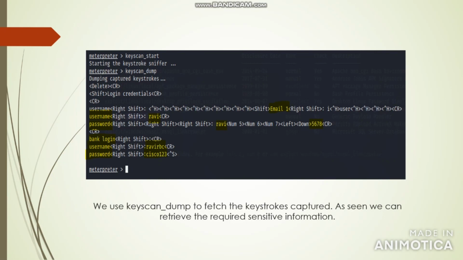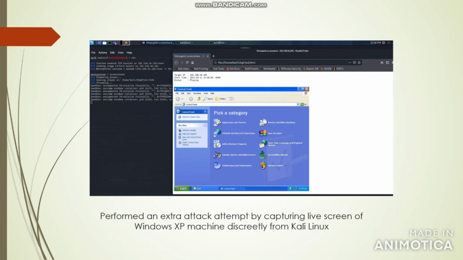We will now dump the keystrokes captured and extract information from it. We can use the extracted information to our advantage. Therefore, we were able to record keystrokes from Kali Linux without the Windows XP machine knowing it. We performed an extra attack attempt by capturing the live screen of the Windows XP machine discreetly from Kali Linux.